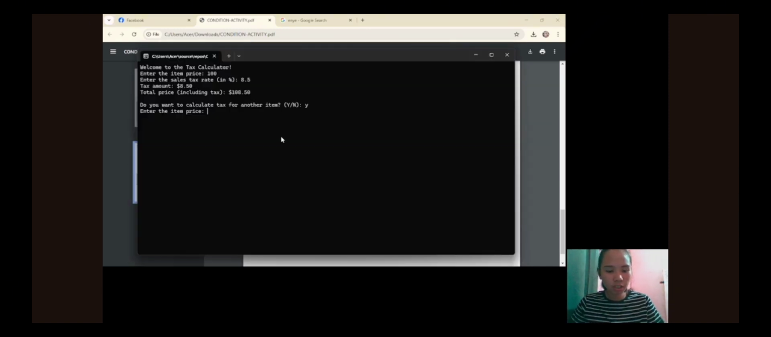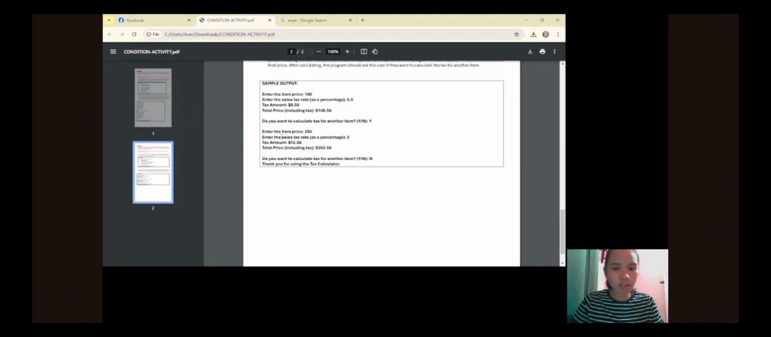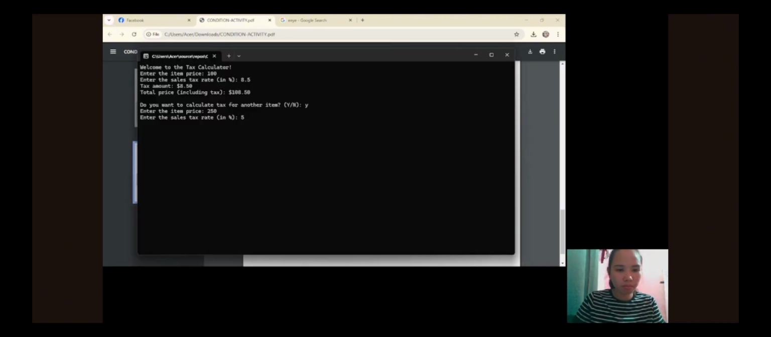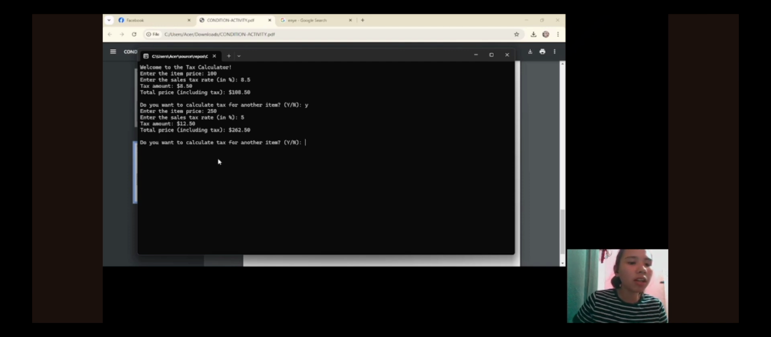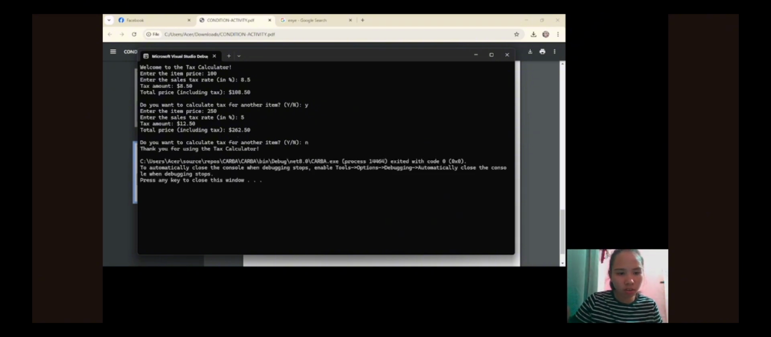Item price is 250, sales tax 5. Then the tax amount is $12.50, and the total price including the tax is $262.50. So no for me, Miss, I will exit.